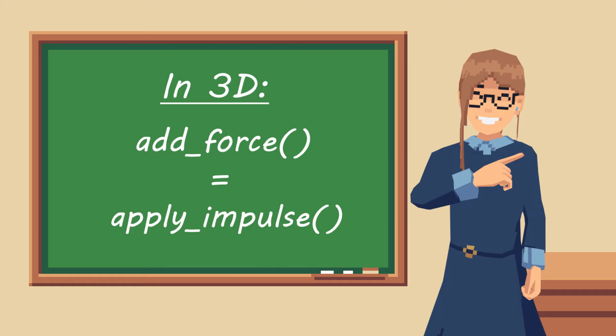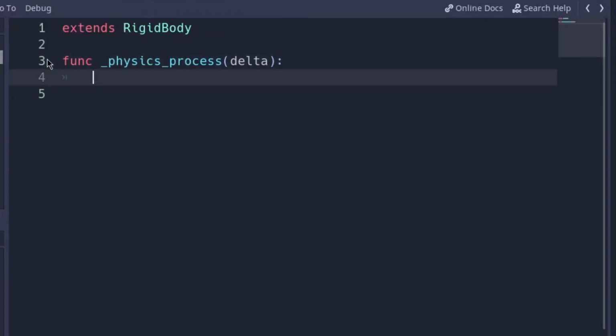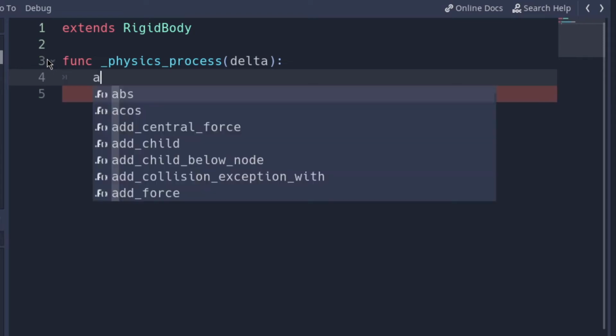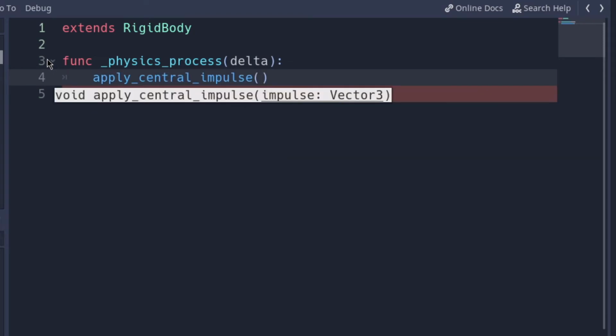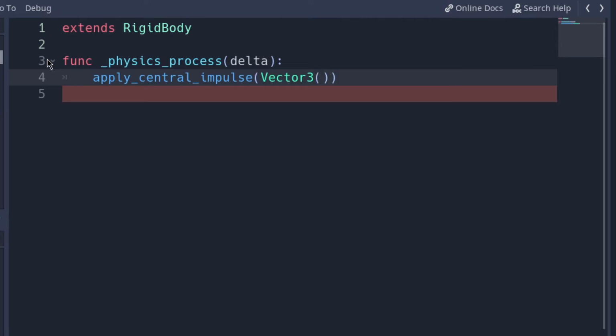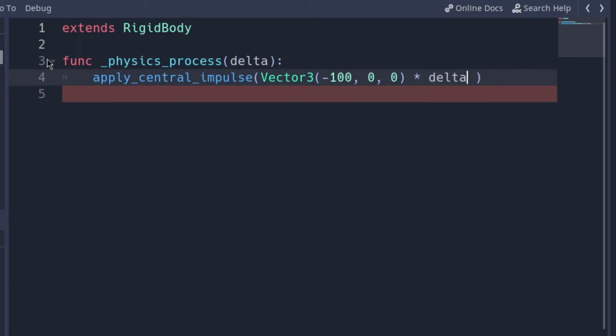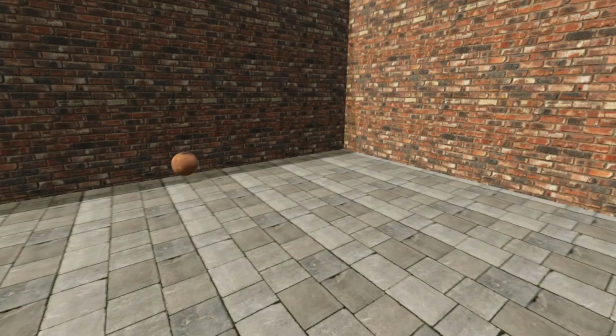Don't worry, there is still a way to add a continuous force to a 3D rigid body. To do this, let's add the physics process. And in there, let's add the apply central impulse function. And in the function, let's put the vector 3 with the force and direction that we want it to go. And then we need to multiply the vector with delta. This is to keep the distance it travels per physics frame consistent. Et voila! It now has a continuous force that pushes it into the wall.